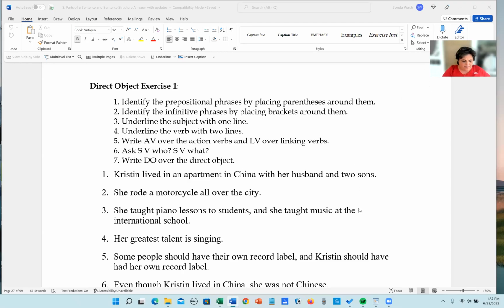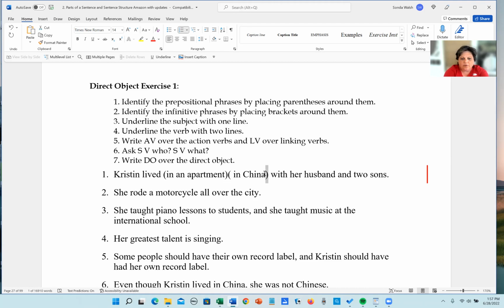Okay, we're going to pick up with direct object exercise 1. We have several steps to go through in order to find a direct object. The first thing we want to do is find our prepositional phrases. In an apartment is a prepositional phrase. In China is a prepositional phrase. And with her husband and 2 sons is a prepositional phrase.